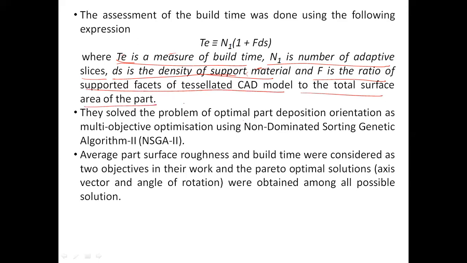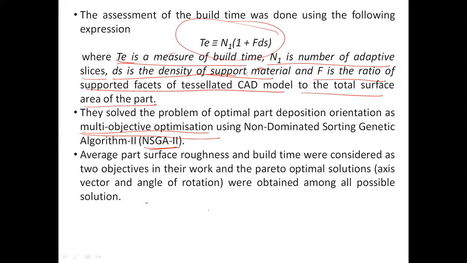And they developed an algorithm using NSGA-II for multi-objective optimization. This is a part of artificial neural networks; it is an algorithm of ANN. Using this algorithm, they solved this problem of build time as well as average surface roughness. The average part surface roughness and build time were considered as two objectives, and Pareto optimal solutions, that is axis vector and angle of rotation, were obtained among all the possible solutions.